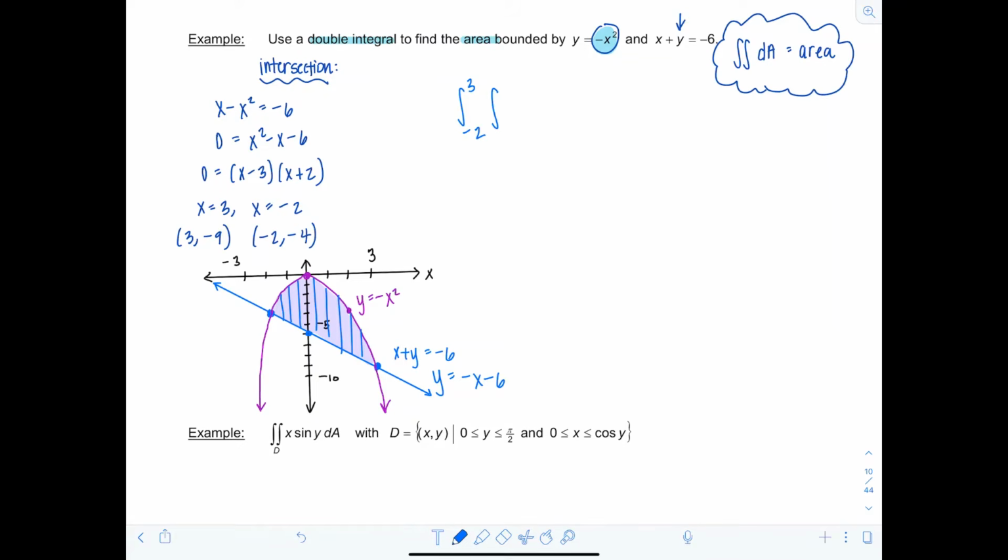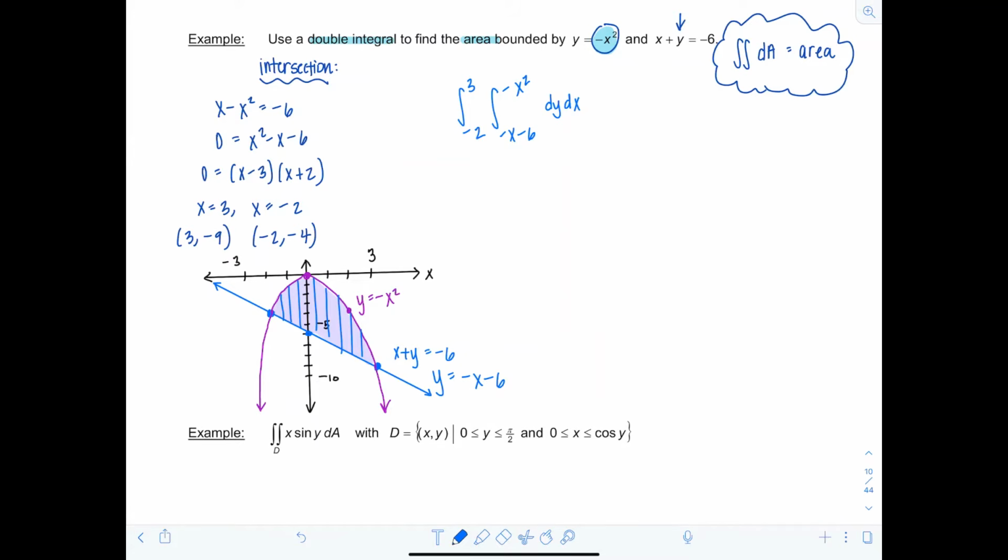Then the next limits of integration need to represent the bounds on y. Okay, so what curve's bounding the region below? It's negative x minus 6. What curve is bounding the region above? It's negative x squared. And then remember, I don't have a function, it's just 1 dy dx, because I want this double integral to represent area.